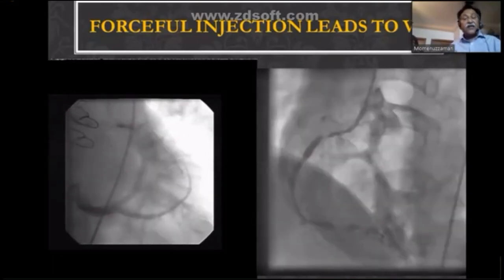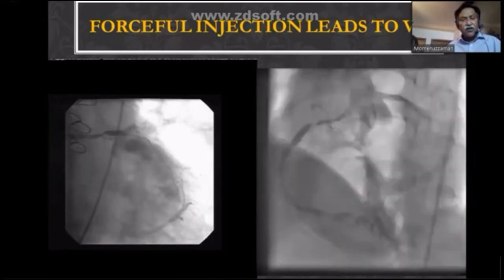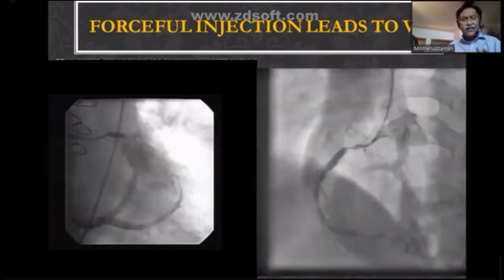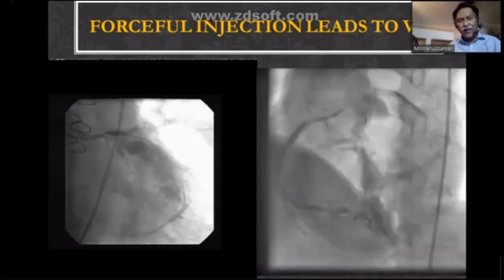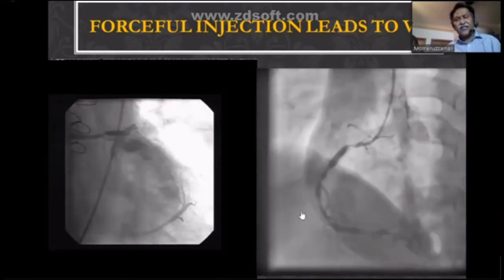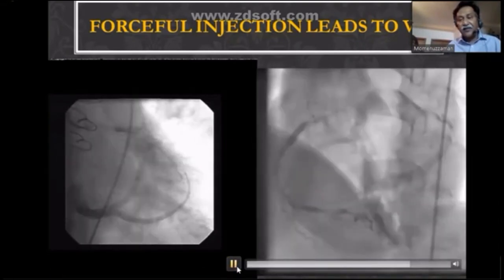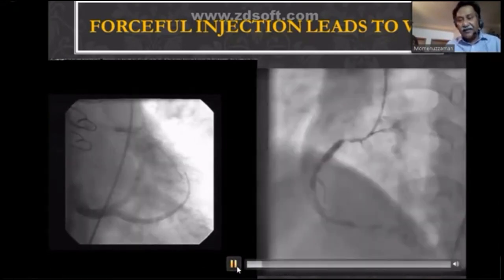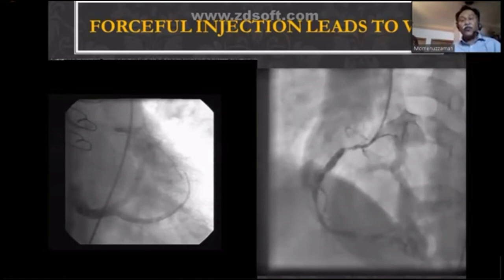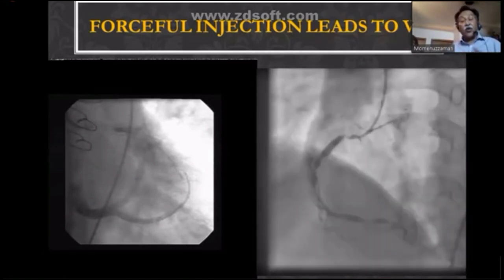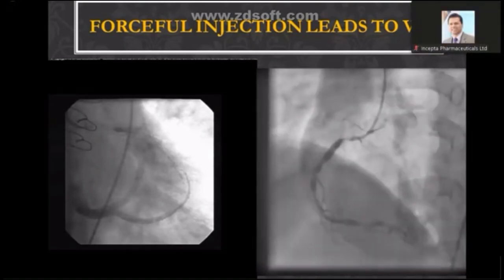Another mistake, many a time, initiates some complication. Like this patient with a totally occluded RCA and LCA, with a bypass graft vessel. You are seeing almost blushing of the whole myocardium with dye, and that is a dangerous thing. In this patient, you see it initiated ventricular fibrillation. You see the ventricular fibrillation started at the end. So if you forcefully inject, it can cause blushing of the whole myocardium and may lead to a complication, malignant arrhythmia.